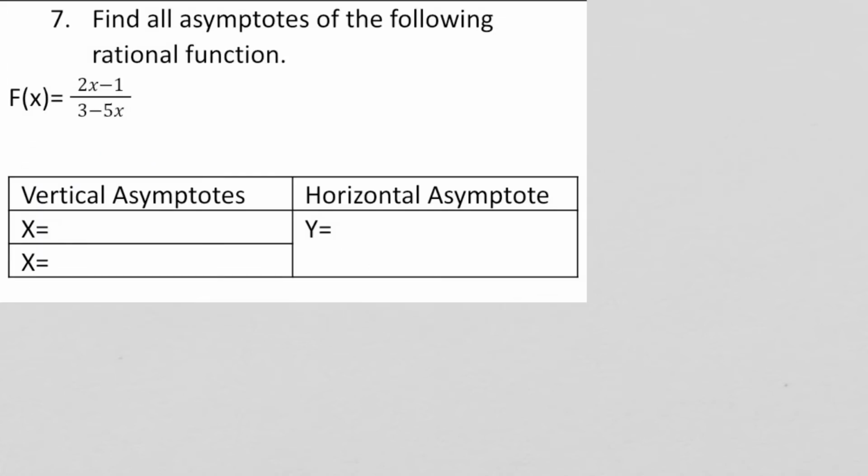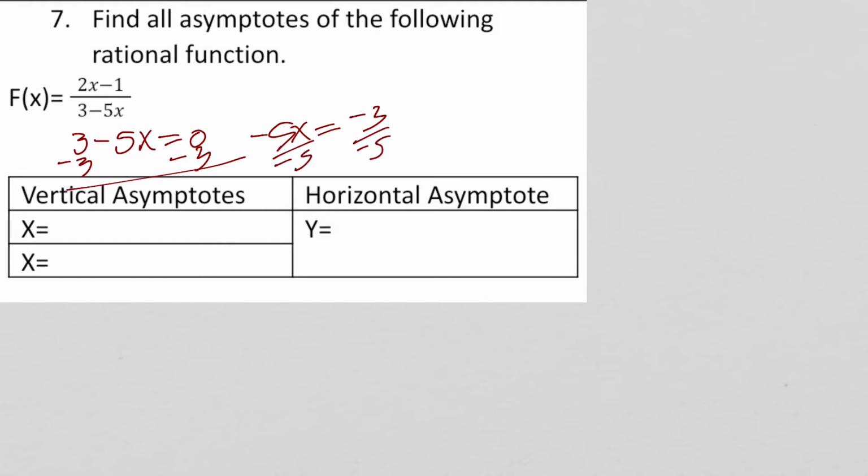Number 7, again, we were looking at our vertical asymptotes first, so that's looking at our denominator. So let's make this equal to 0 and solve this for x. So I got it to be -5x equals -3. Divide by -5. So my vertical asymptote is positive 3/5. X equals 3/5.